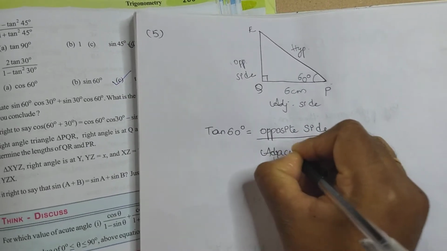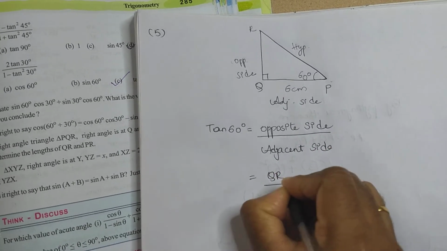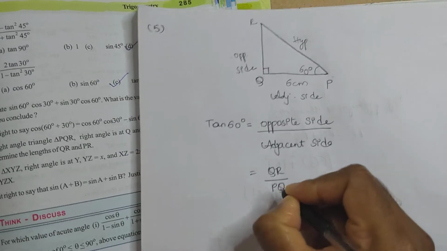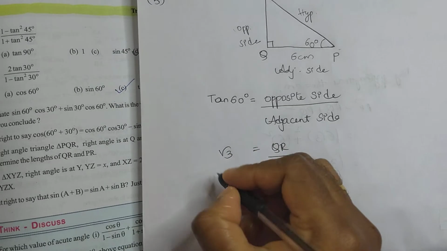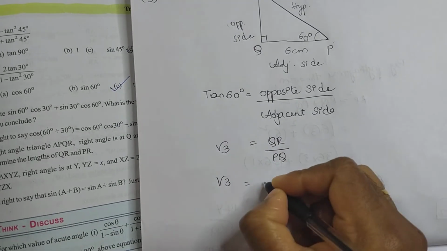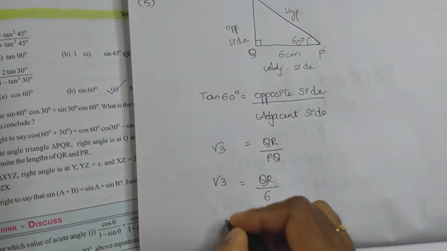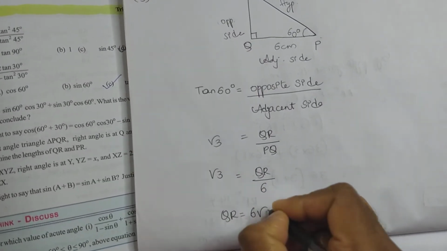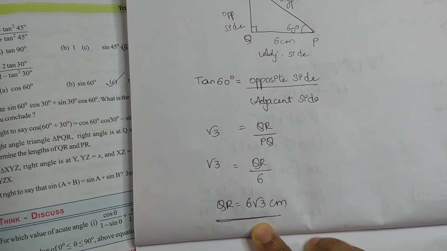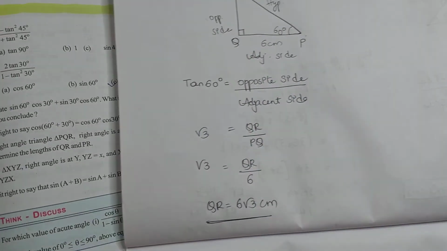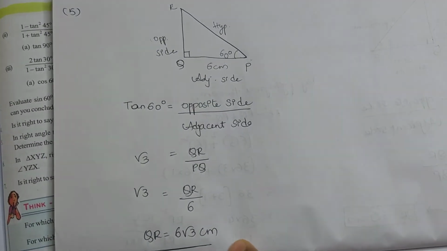Correct? So what is opposite side? Opposite side it is QR. We don't know that value. And what is adjacent side? It is PQ. So what is tan 60 value? It is root 3. Okay. So root 3 equals QR by PQ, which is 6. So from this QR equals 6 into root 3, 6 root 3 centimeters, since the sides are given in centimeters. So like this we got QR value. QR value is 6 root 3 centimeters.